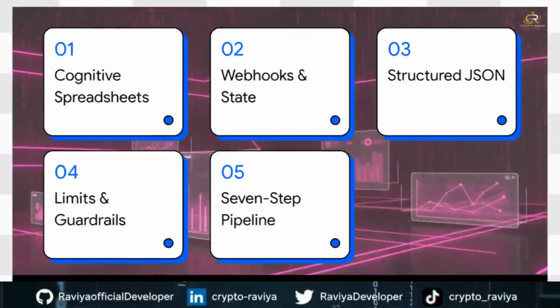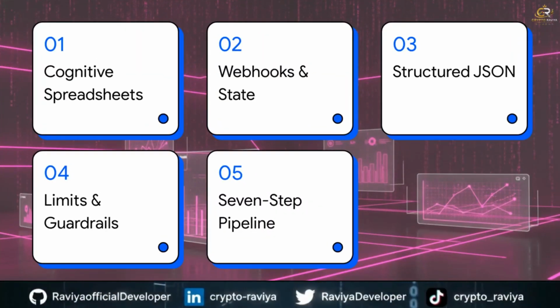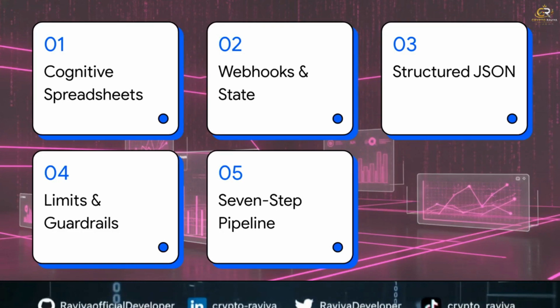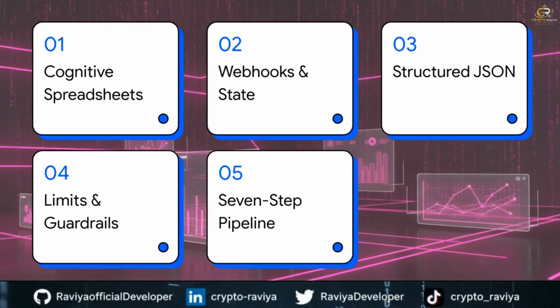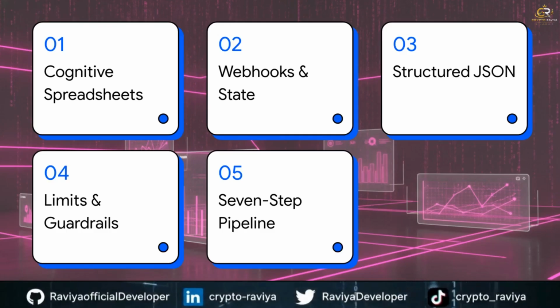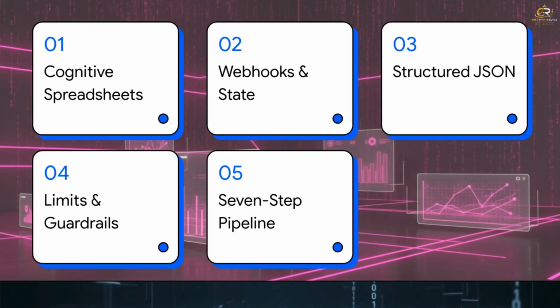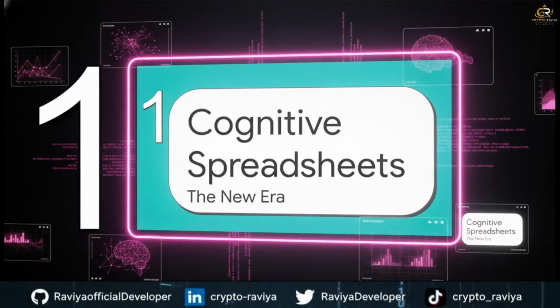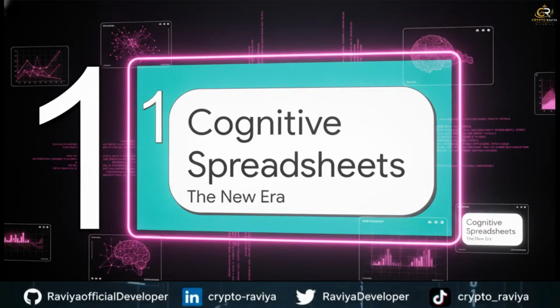Here's our blueprint for this build. We'll kick things off with the cognitive spreadsheet era, then dive into webhooks and state management, prompting for structured JSON, setting up rate limits and guardrails, and finally, we'll put it all together into a solid 7-step AI pipeline. So starting right off with part 1, the cognitive spreadsheet era.